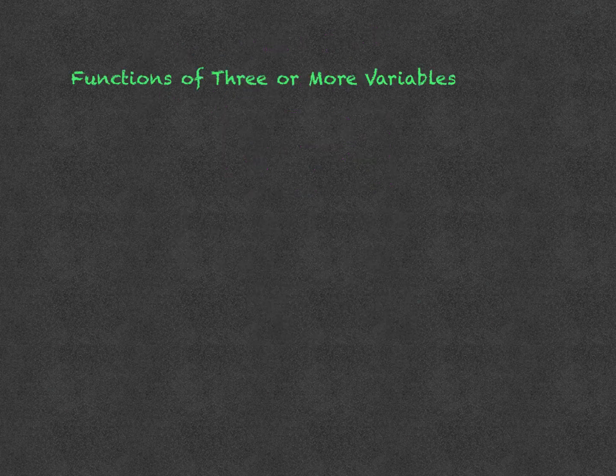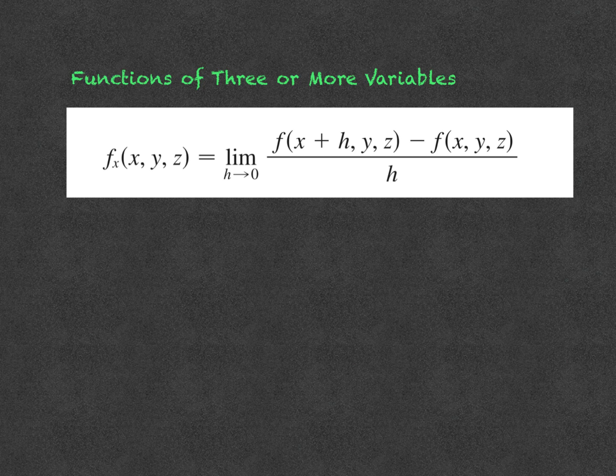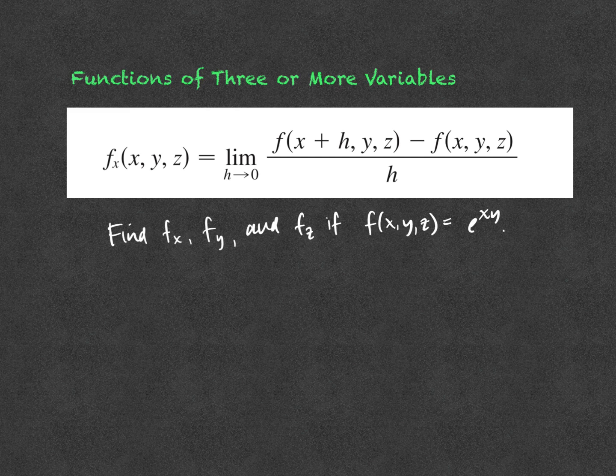In functions of 3 or more variables, we keep more than one variable constant. So you can see how this looks pretty much the same. It doesn't really change what you're doing, but you're only going to pay attention to the variables that are important. So let's look at an example that says, find the partial derivative with respect to x, the partial derivative with respect to y, and the partial derivative with respect to z if f of x, y, and z is equal to e to the xy ln of z.